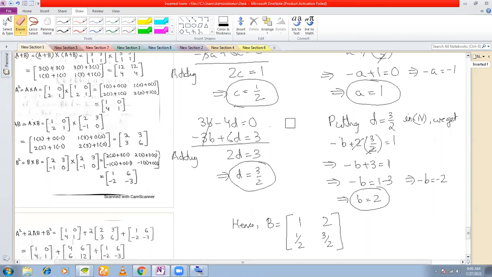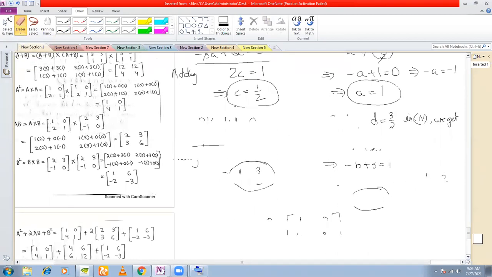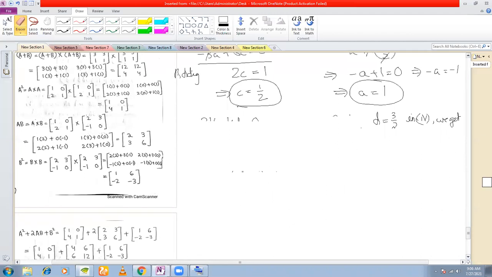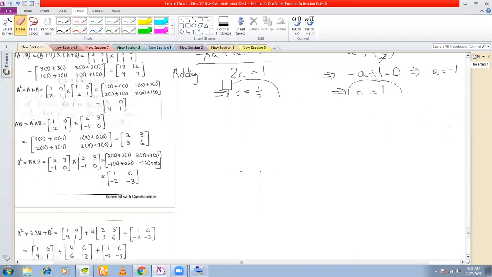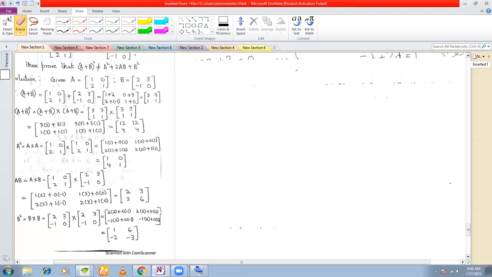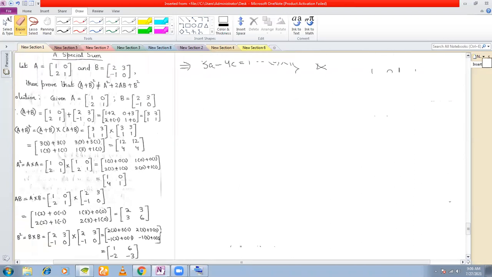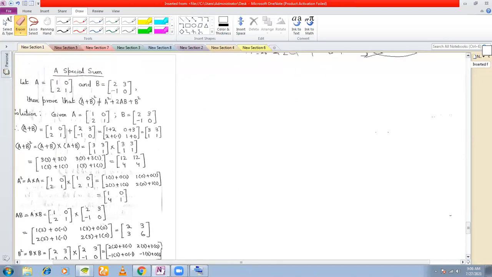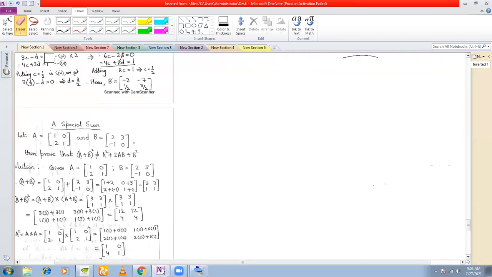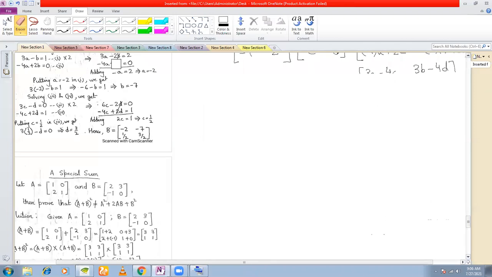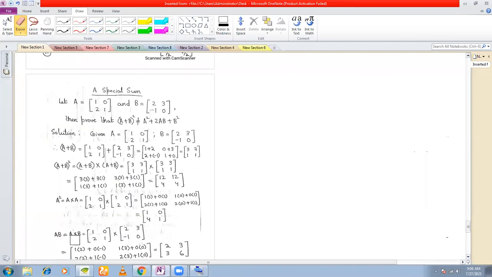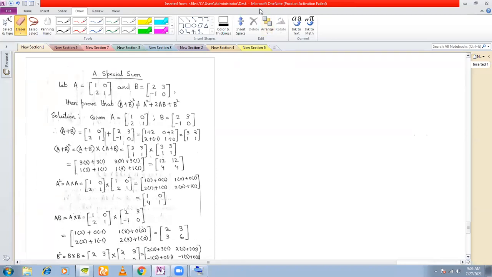Now we move on to a special sum, which is not there in the textbook, but it is a very common sum. That is, you need to show that A plus B whole square is not equal to A square plus 2AB plus B square, when A and B are matrices. When A and B are numbers, real numbers, then A plus B whole square is equal to A square plus 2AB plus B square. But when A and B are matrices, this is not equal.